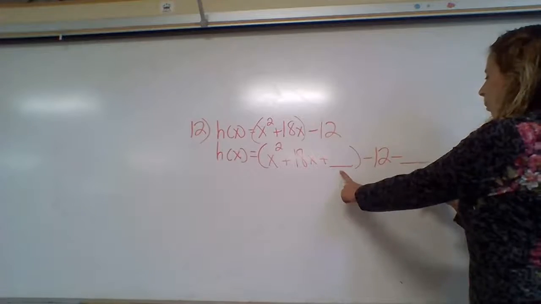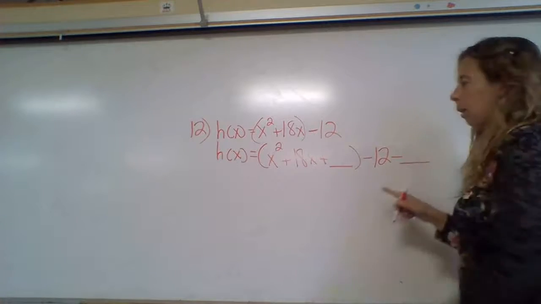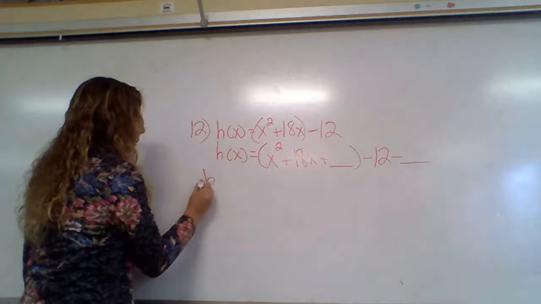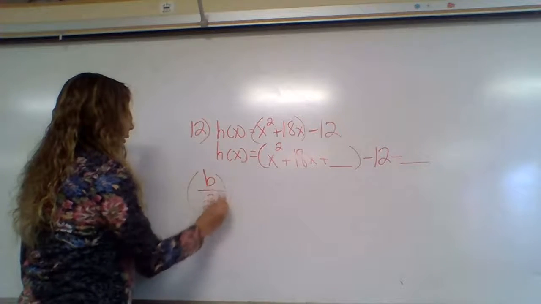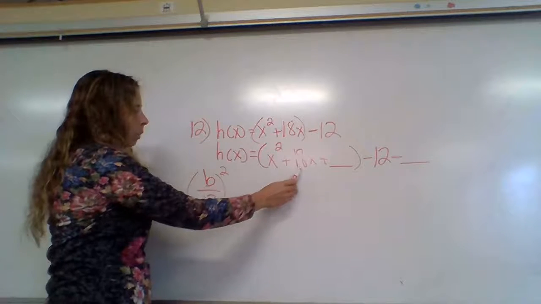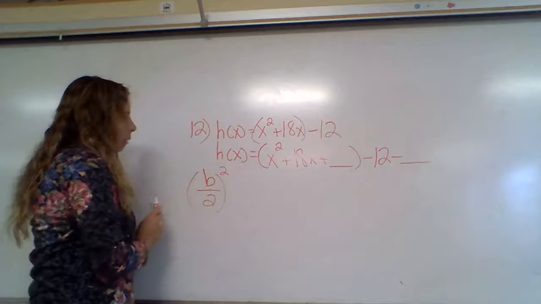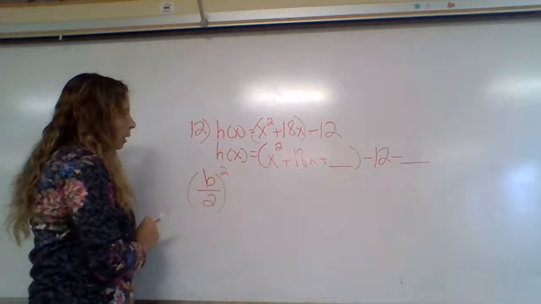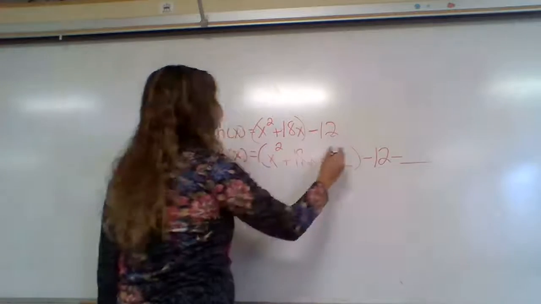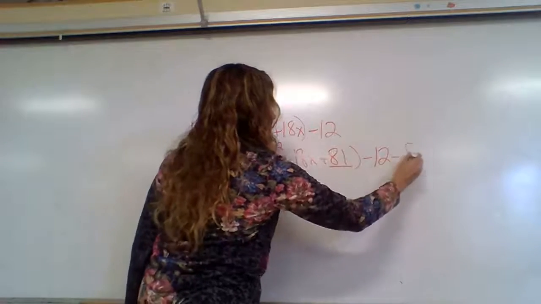So these two numbers will be the same thing. All right. So to complete the square, that's b over 2 squared. To find that, 18 divided by 2 is 9. And then square. 9 squared is 81.